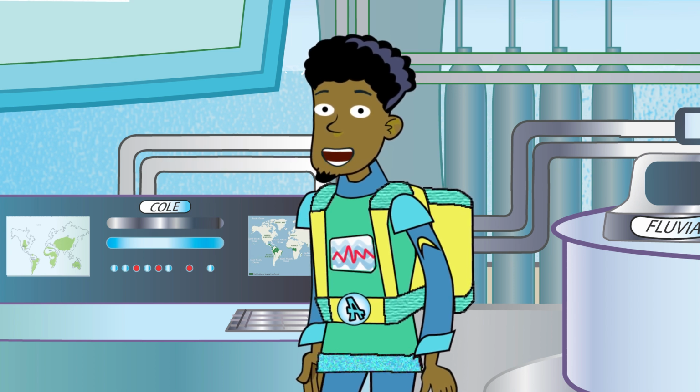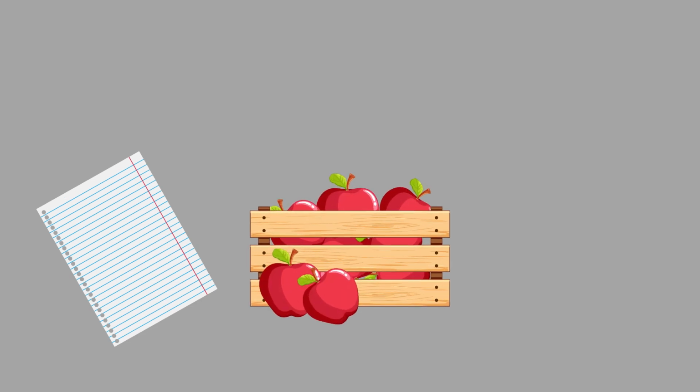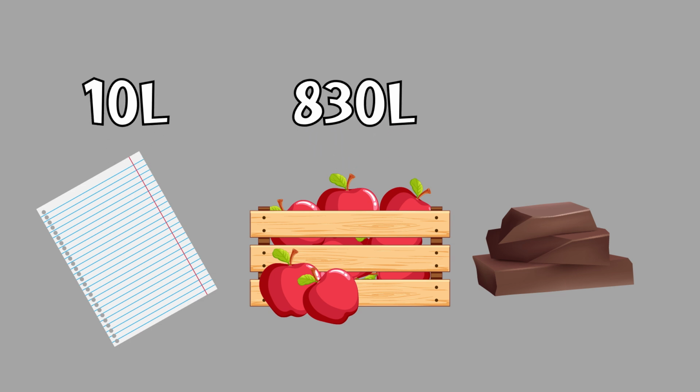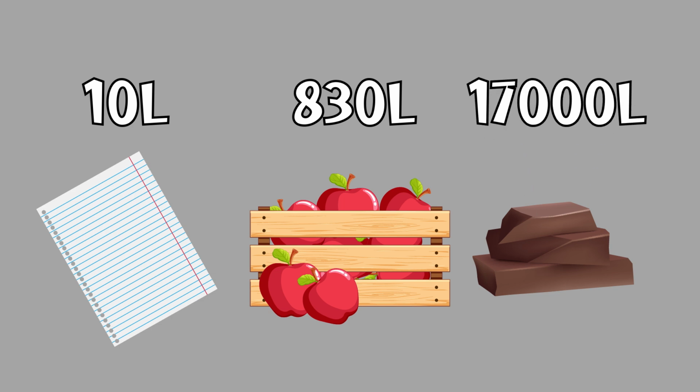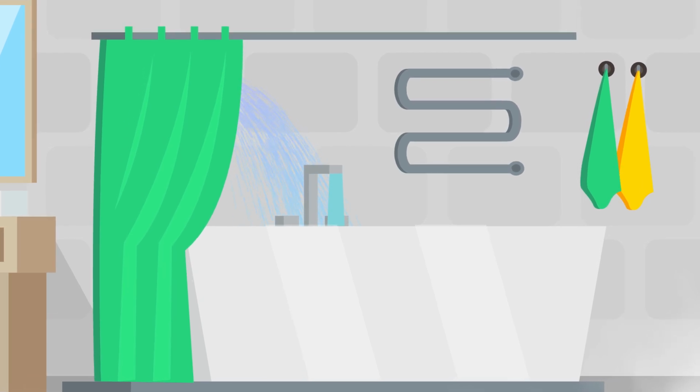OK, these are a bit more tricky. How many litres are used to produce a single sheet of paper? Grow a kilo of apples and make a kilo of chocolate. I think I might need some help. Well, it's 10 litres of water for a sheet of paper, 830 litres for a kilo of apples, and a massive 17,000 litres for the chocolate. That's like taking 130 baths.